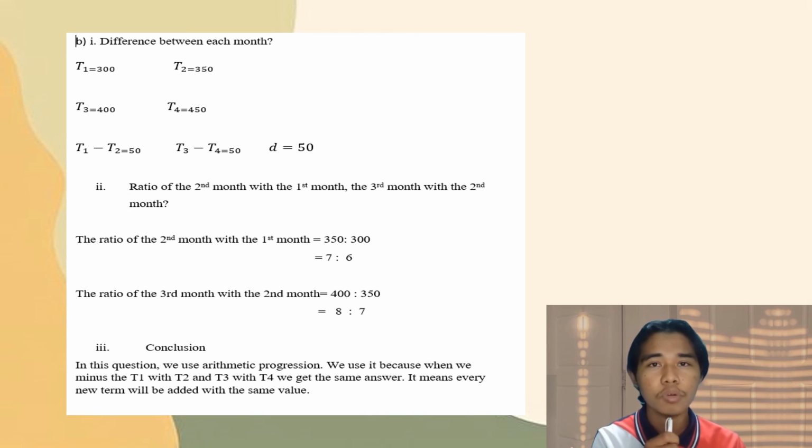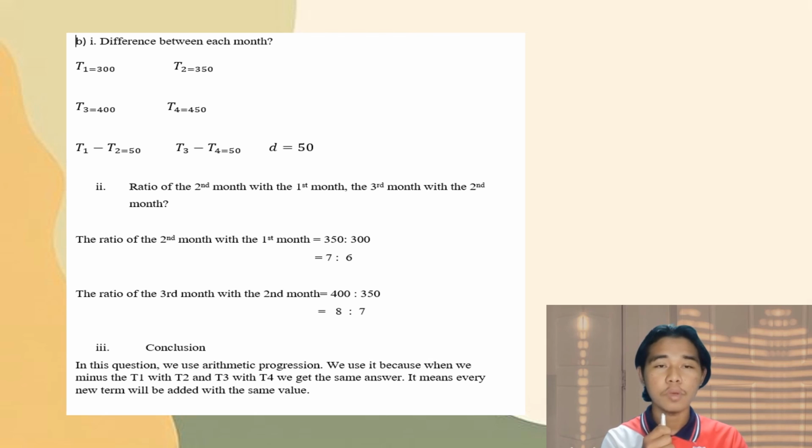For 2b Roman 2, the question is about finding the ratio between 2 months and 1 month, and 3 months and 2 months. To solve it, we will divide the value of T2 by T1 and T3 by T2. By that, the answer for the ratio of 2 months and 1 month will be 7 over 6, and the ratio for 3 months and 2 months will be 8 over 7.